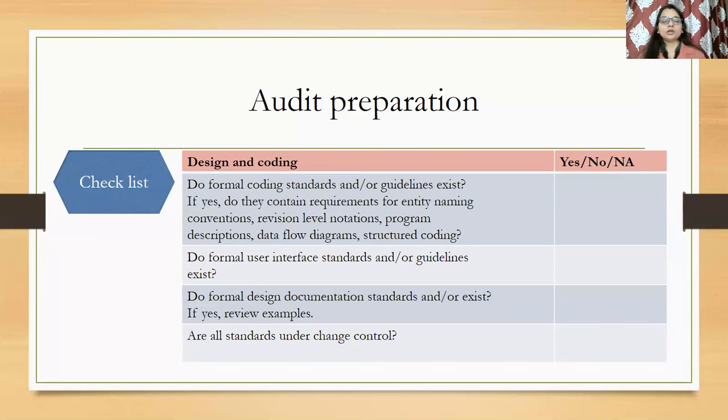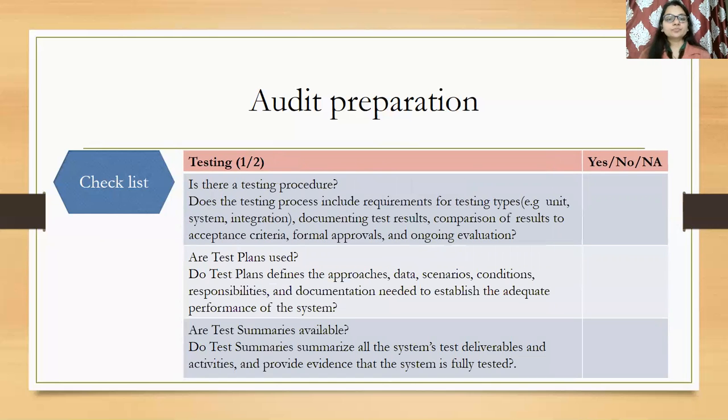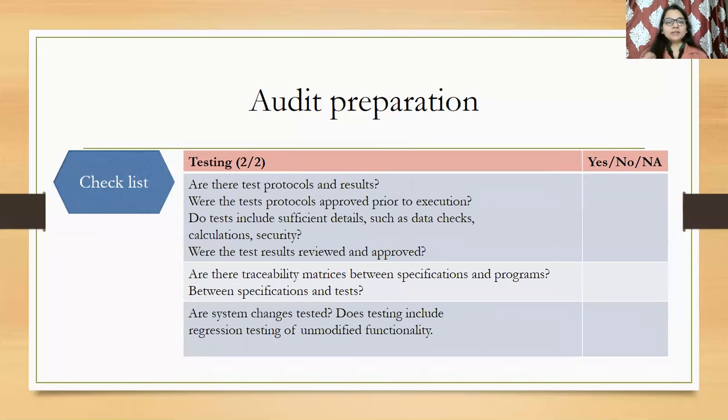Design and coding. Do formal coding standards and guidelines exist? Do formal user interface standards and guidelines exist? Do formal design document standards exist? Are all the standards under the change control system? Testing. Is there a testing procedure? Is the test plan used to evaluate the software performance? Are test summaries available? Are there test protocols and results?